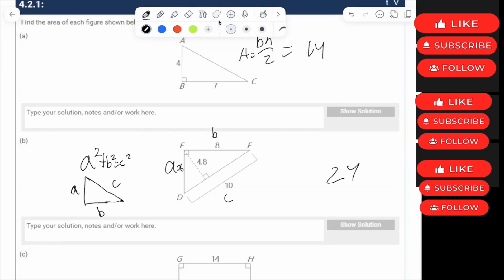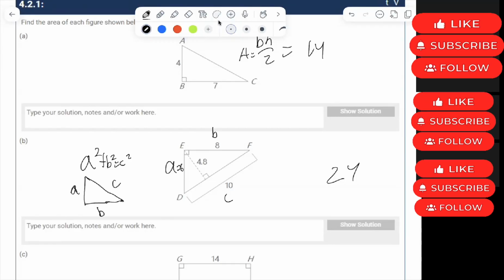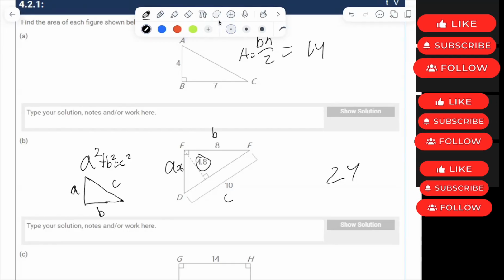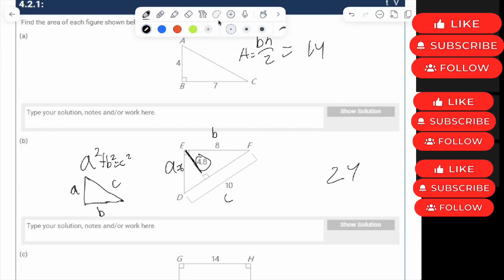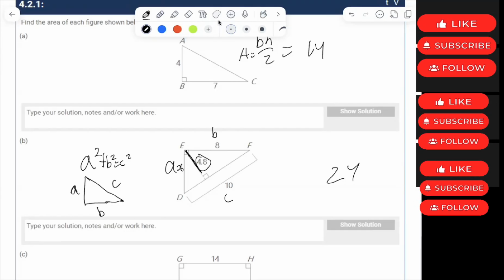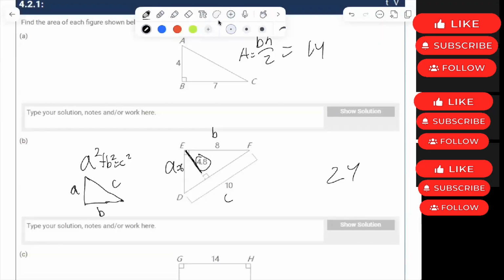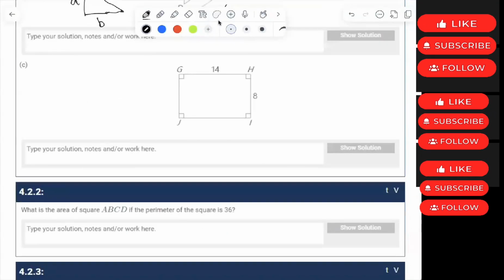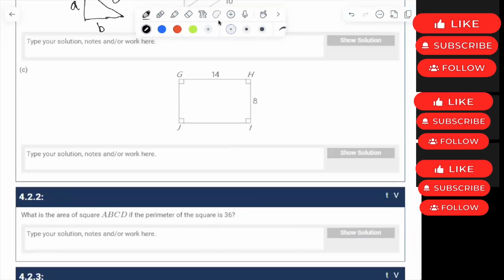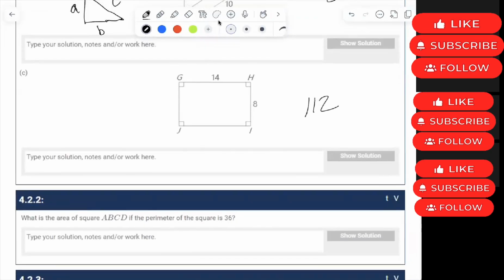If you didn't know, though, you can see clearly that the 4.8 in this question is the height, a perpendicular drop from E to DF, and DF is the base. So multiply it, and you also get 24. Finally, for C, for a rectangle, it's just base times height. So for this question, it's just 112.